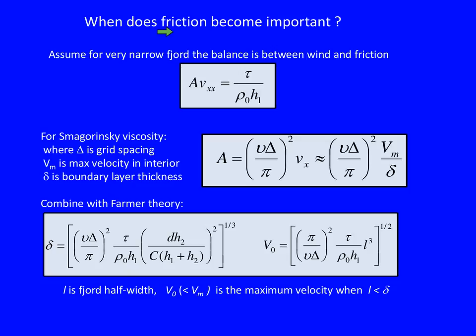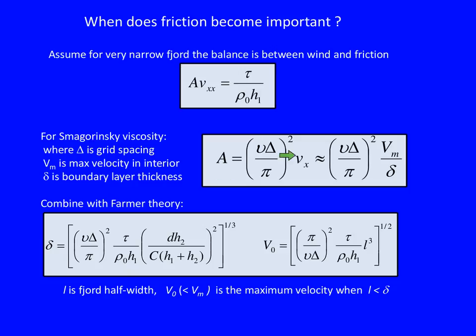So that's an inviscid theory, but at some point I think we can expect friction might become important because fjords are fairly narrow. So I'm going to make an assumption here that I'll justify in a couple of slides. I'm going to say if the fjord is narrow enough, the balance is going to be between wind and friction. If the fjord is very wide, the Farmer model assumes the balance is between wind and a pressure gradient. So if I balance friction with wind forcing, and for this model I'm using the Smagorinsky viscosity, which depends on the deformation field or the strain field.